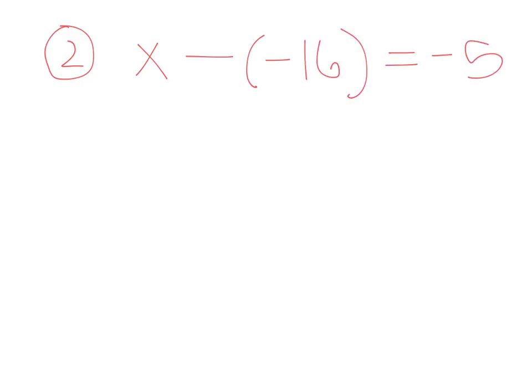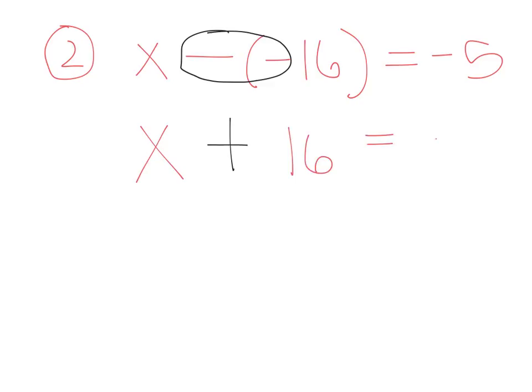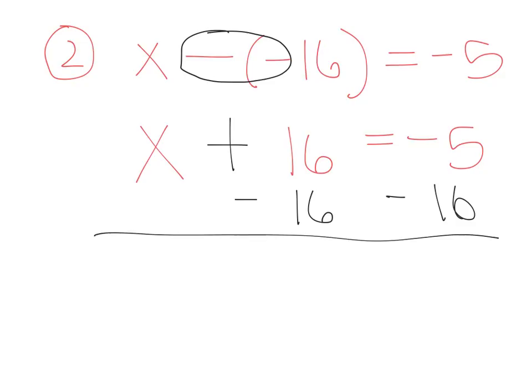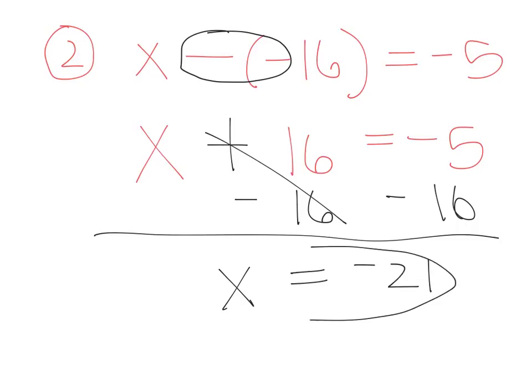Problem number 2 on the quiz. X minus negative 16 equals negative 5. First thing I would have done on this problem was, I don't like these double signs, so I'm going to change minus and negative to one sign, a plus. Everything else stays the same, so x plus 16 equals negative 5. Next I'm going to subtract 16 from both sides. And you get x is negative 5 and negative 16. When you put those together, that's all negative, so it's x equals negative 21.